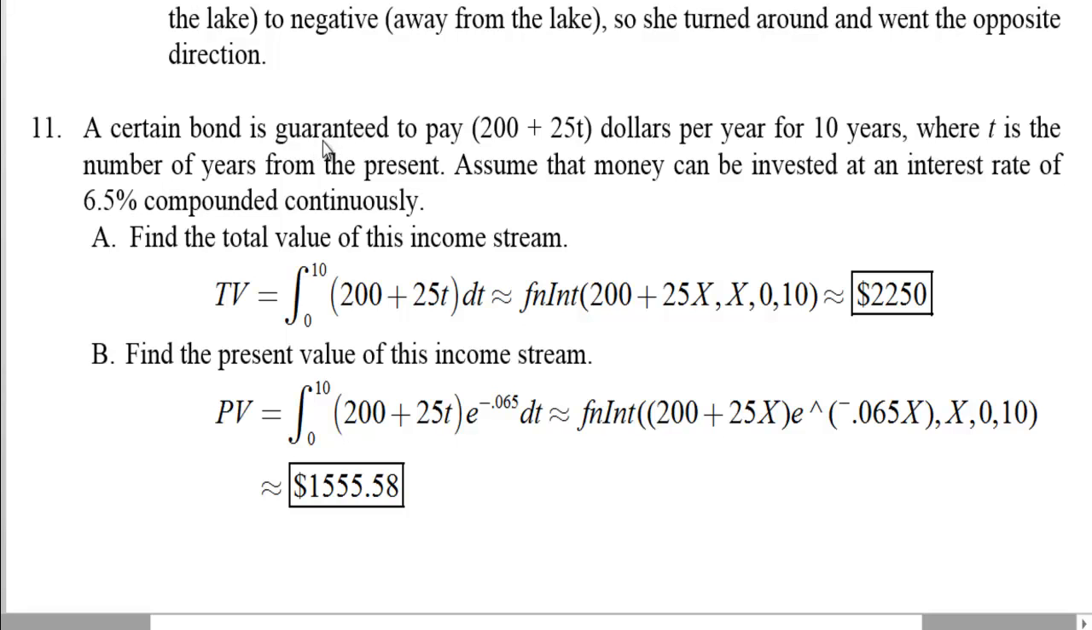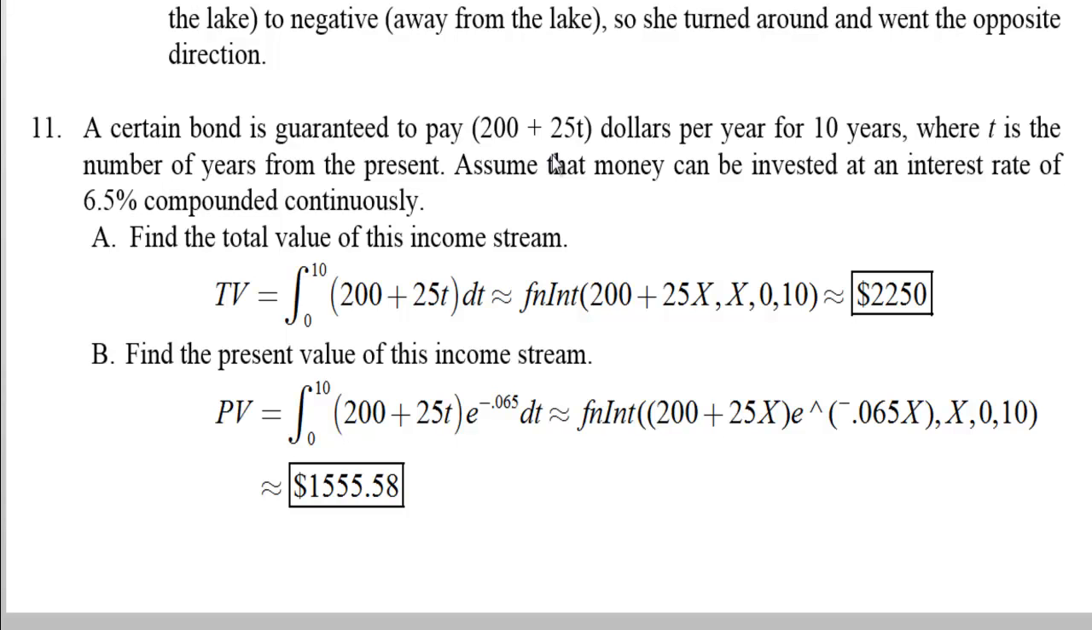Number 11, a certain bond is guaranteed to pay a flow rate of 200 plus 25t dollars per year for 10 years, where t is the number of years from the present. Assume that the money can be invested at an interest rate of 6.5% compounded continuously. What's the total value of the income stream?